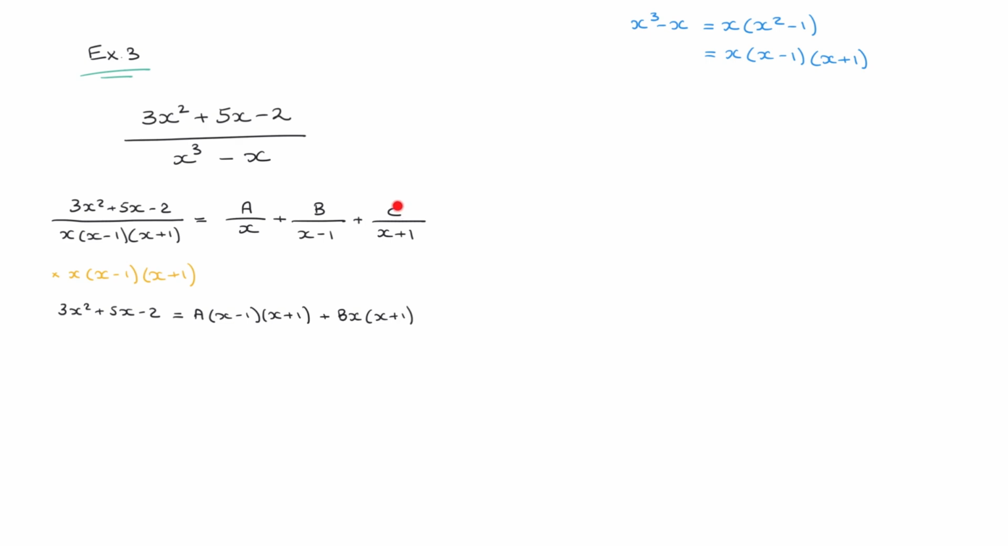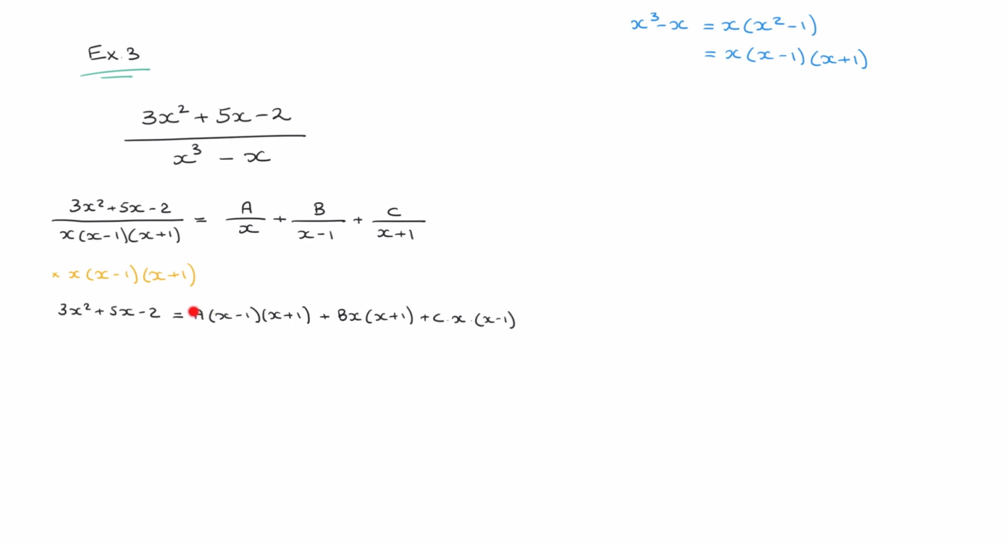Finally, multiplying c over x plus 1 by this product, we'll be left with c times x minus 1. Okay, the next thing we have to do to find a, b, and c is replace the x's in this equation by the values which will successively lead to these terms being equal to 0. And here's the whole idea.